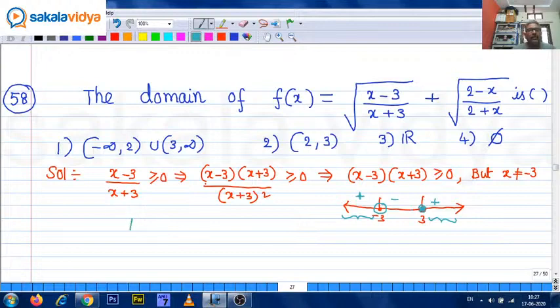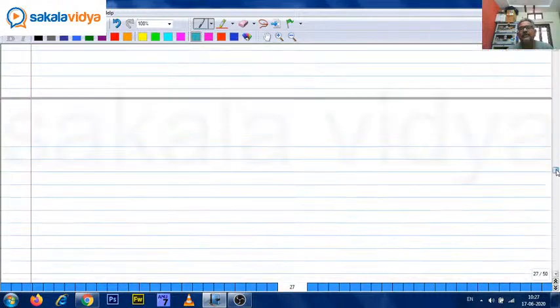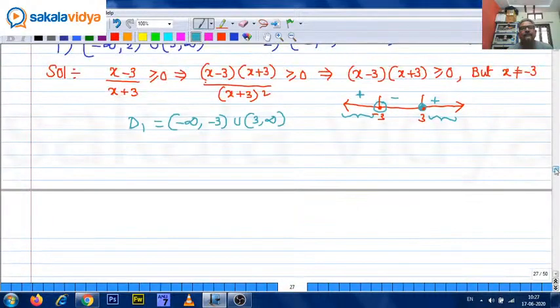So now say domain d1. d1 equals to, we can write minus infinity to minus 3 open union 3 to infinity. For this one, let us go for second function. For second function, (2 minus x) upon (2 plus x) is greater than or equal to 0.